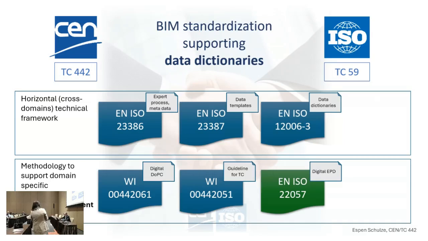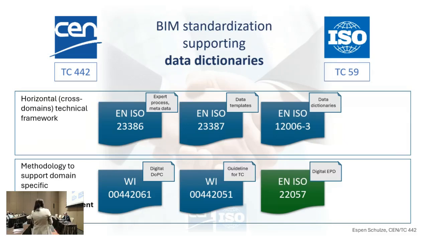One is the work items about the digital DoP. DoP is the declaration of performance and conformity. This is something that is changing in the context of the digital product passport, because today, what we know is that a digital product passport is our DoP plus something. And this something is now the ongoing definition: what should be the additional information that we need to add?